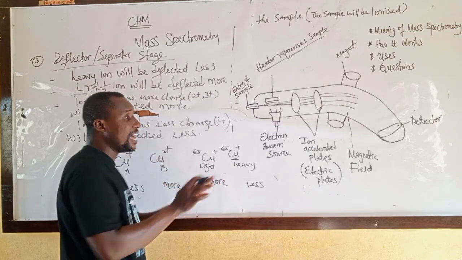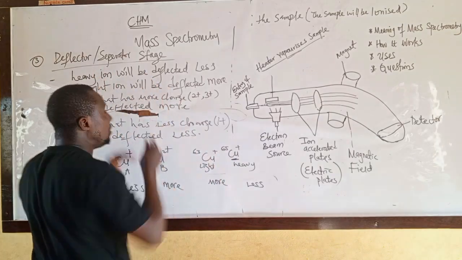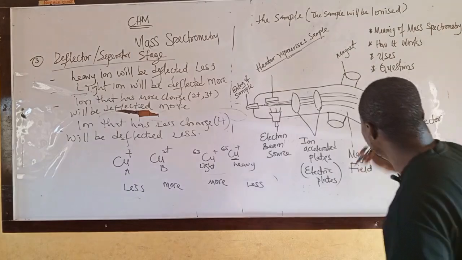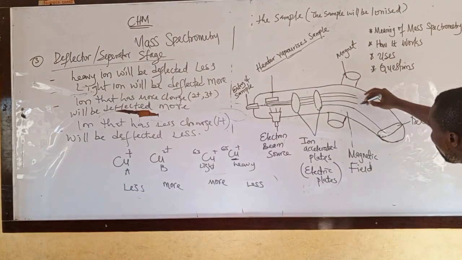That's what we have. I call it the separator stage. That's how to separate them. Then what happened? The next stage, they now move to the detector.